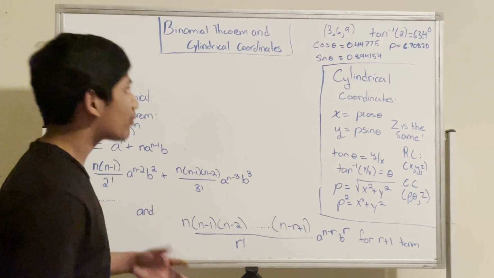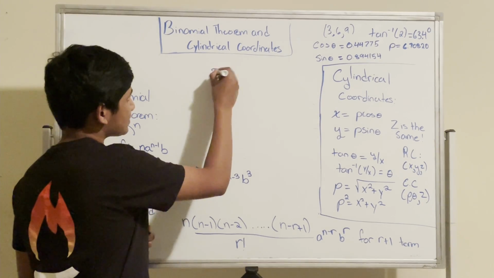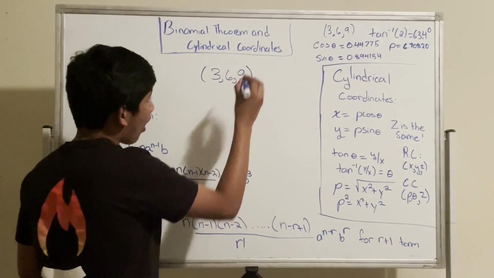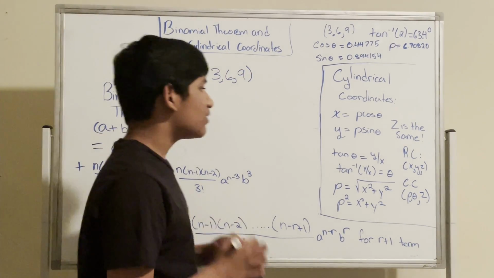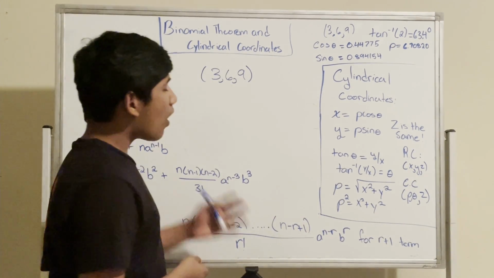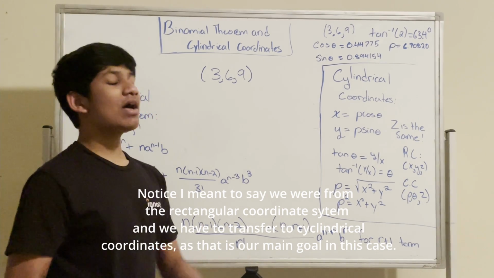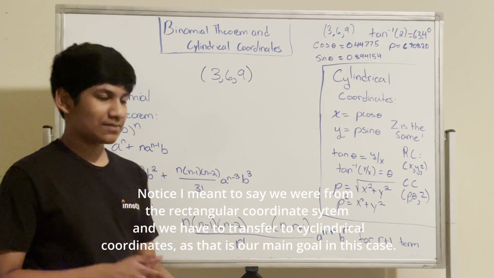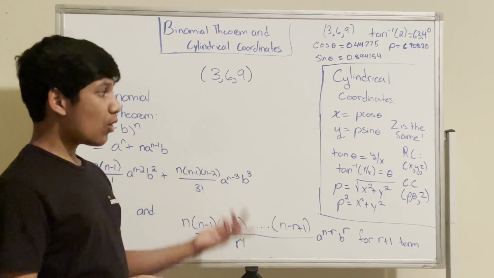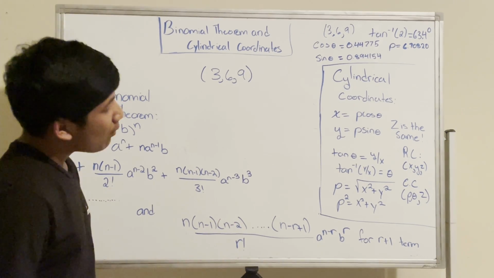So we're going to be dealing with the problem. So we have 3, 6, and 9. Now, obviously, this is going to be the rectangular three-dimensional coordinate system. And we want to go all the way to the cylindrical coordinate system. That's our main ambition in this purpose. Okay. Now, how do we do that? Well, obviously, we can use some of the formulas over here. Now, what formulas can we use?